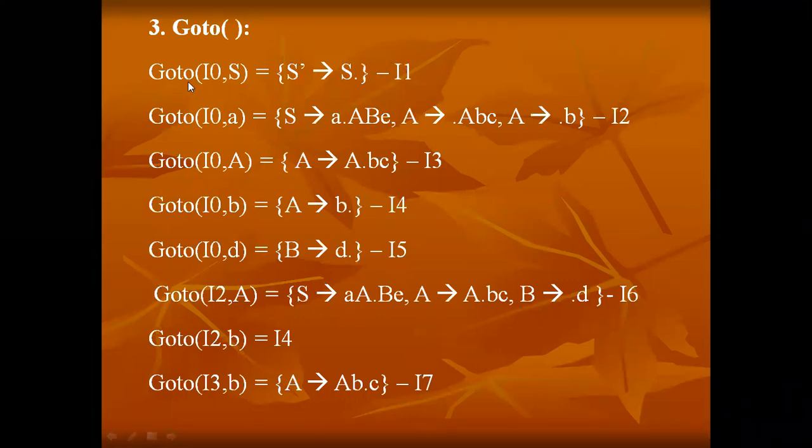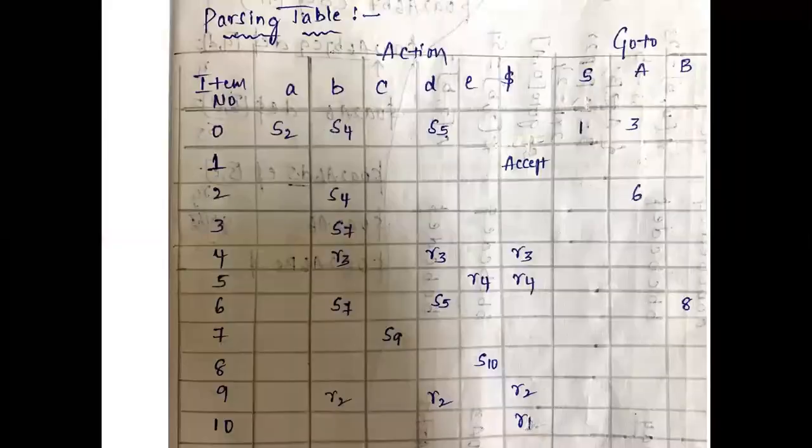For example, goto of I naught comma S, that means 0 with S is I1. But in the table we represent it without the I, just with the sequence number 1. In the computation, I naught with S is I1, but when representing it in the table, we say 0 with S is 1. We need not write an I here, just the number 1.